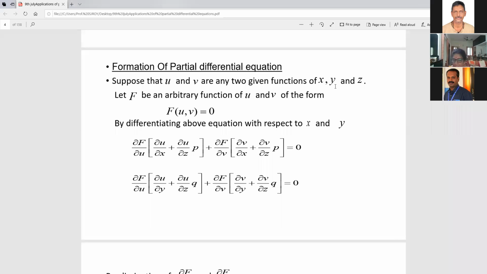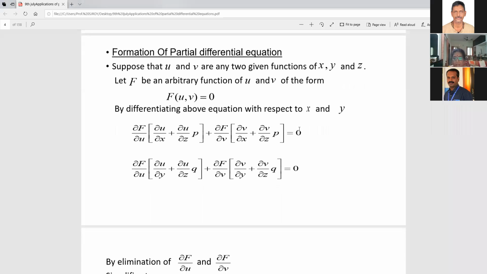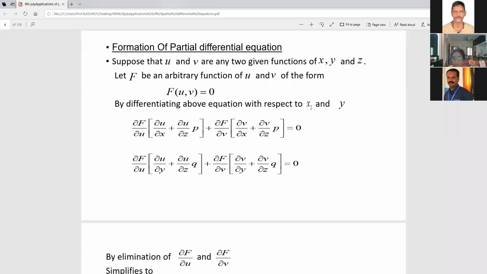If you start with some arbitrary function involving u and v, we can have partial differentiation with respect to x and y. So I'll be getting an equation like this. I hope you can understand this. Here we always use small p. Small p is nothing but dou z by dou x. In any book, if you see, this is the same.